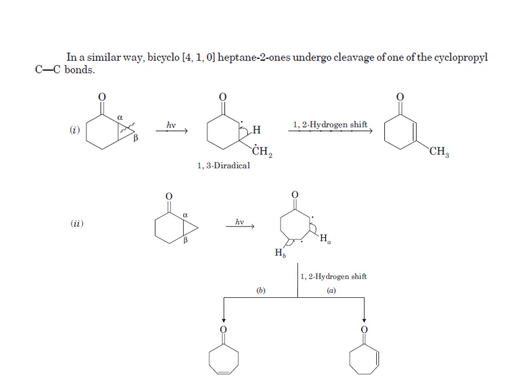But in part 2, if we follow, then ring expansion happens with the formation of an unsaturated ketone. In this case, the 1,2 hydrogen shift can happen either by path B to produce this cyclic 7-member ring, and also in path A it produces a cyclic 7-member ring, but the position of the double bond is different. Here we can get the alpha beta unsaturated cyclic ketone.